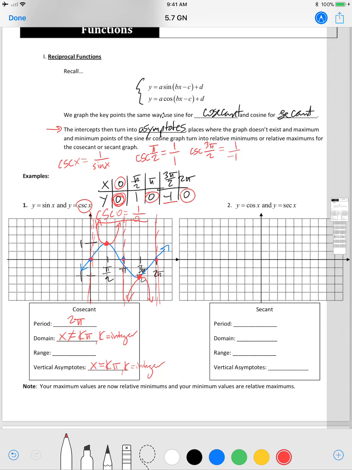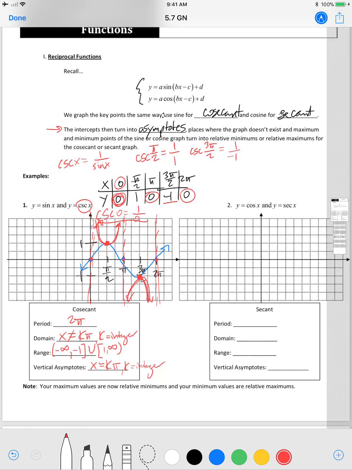And then my range, here I'm going from negative infinity up to -1, inclusive. And then there's no cosecant graph between -1 and 1, but then at 1 I'm starting and I go up to positive infinity. So here's my range for the cosecant graph.